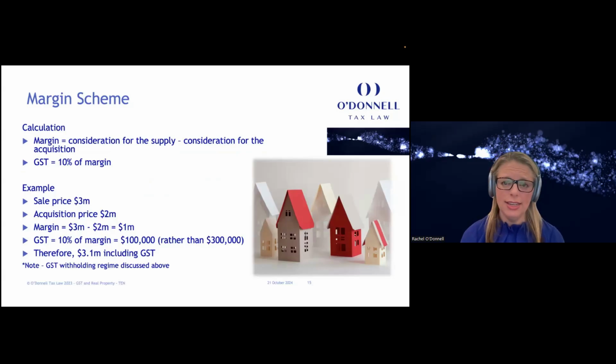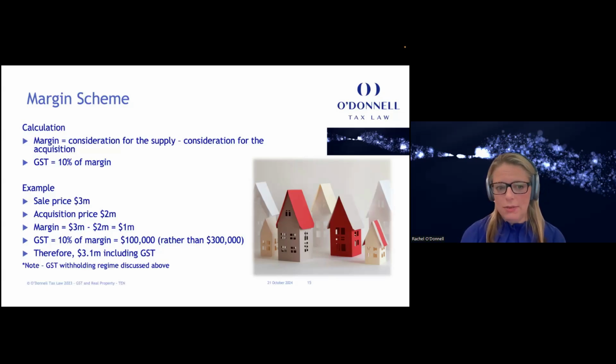The calculation, as I'd mentioned, is the consideration for the supply less the consideration for the acquisition, and then you charge 10% of the margin. So I've got a brief example there. Sale price of 3 million. The acquisition price by the vendor was 2 million. The margin is therefore 1 million, and 10% of the margin is 100,000. So GST in that instance will be 100,000 rather than 300,000. So it becomes 3.1 million, including GST.